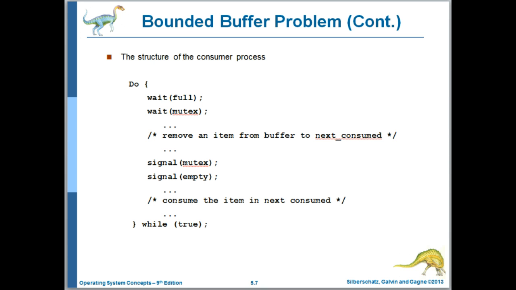So what will happen if this consumer holds the mutex and then blocks because there are no full buffers? We now have a deadlock, because the producer, if it's ready to produce, has to acquire the mutex, which it won't be able to do. So it'll be waiting forever on the mutex, while the consumer here is waiting forever on full.